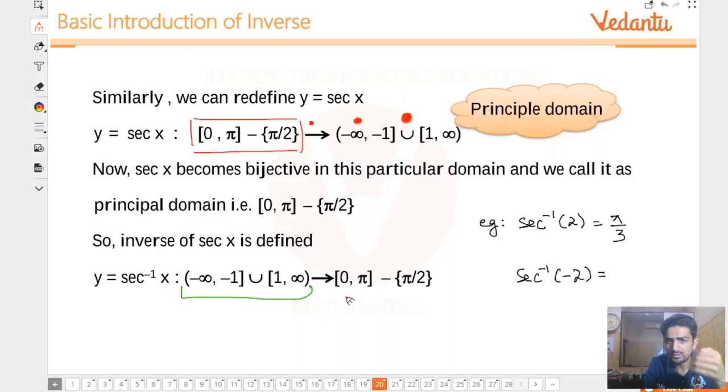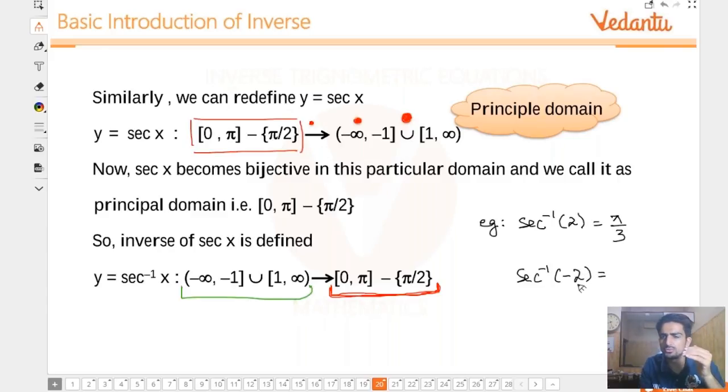I'm just making 2-3 points. Every point is important. Just listen carefully. First of all, you need to understand that my outputs will be here. So my answer cannot be minus pi by 3, first of all. Okay, second point. How to think about this?